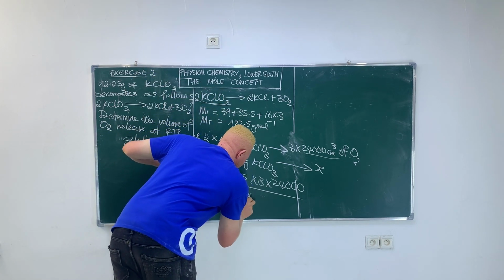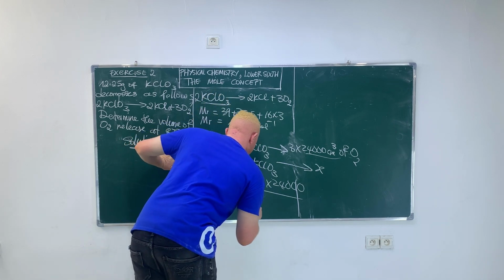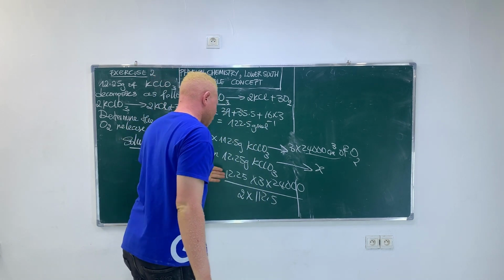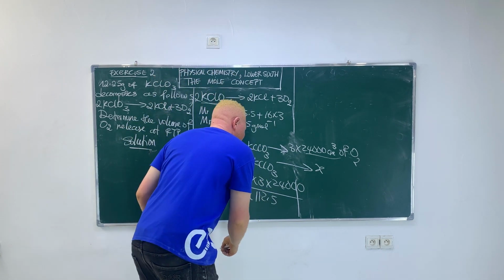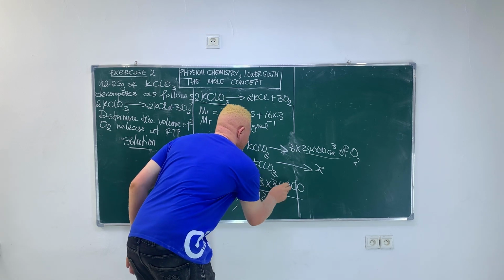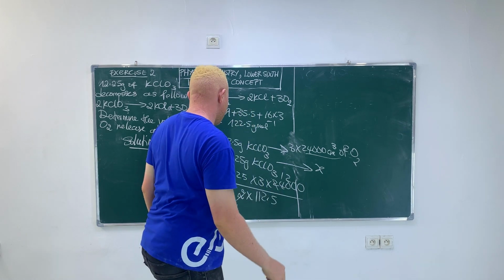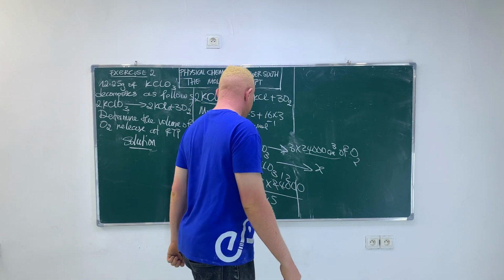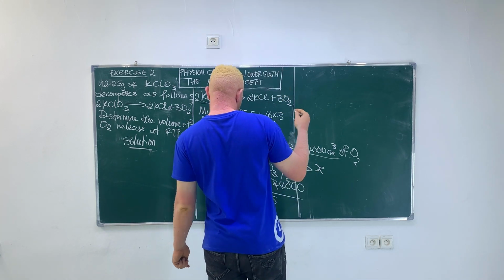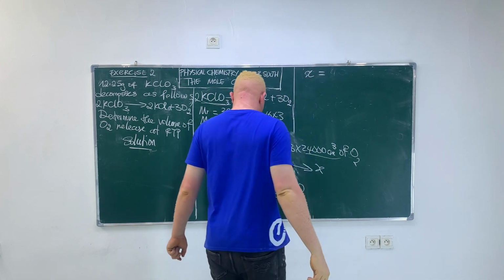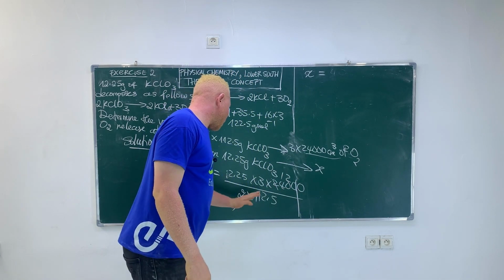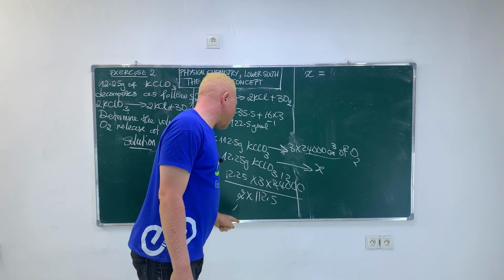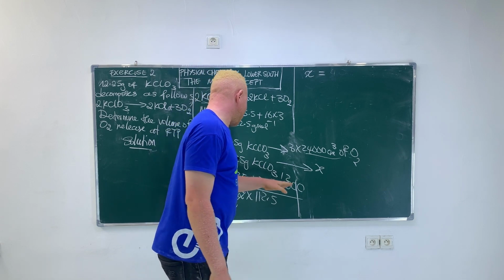2 times 122.5. So 12.25 divided by 122.5 gives 0.1 mole. So here we have the 2 cancel, 2 here, 1. Then the 0.1 mole cancels with the 1 of the oxygen. We are left with 2 cancel, we are left with 12.